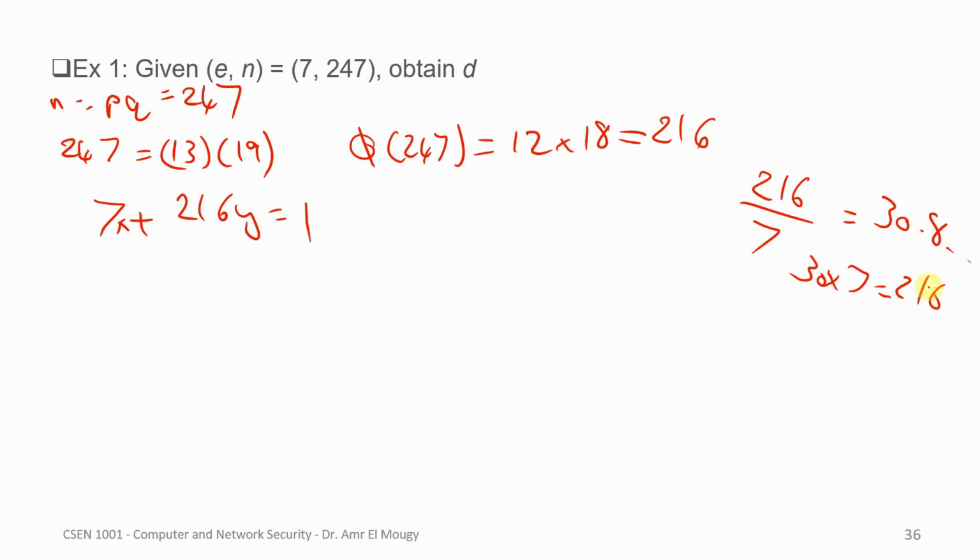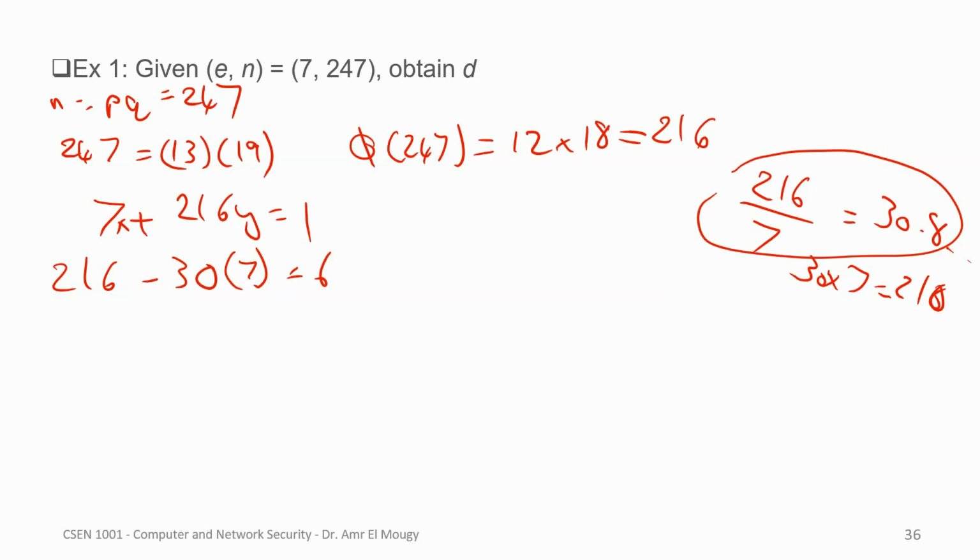is equal to 210. Okay, now we can say 216 minus 30 by 7 is equal to 6. 216 minus 30 by 7. This actually came from this equation. You divide 216 over 7, you get 30 point something. Take the floor, which is 30, multiplied by 7, you get 210. And so 216 minus 210, which is 30 by 7, is equal to 6. Now you ask yourself, 7 minus 6 multiplied by what is equal to 1?